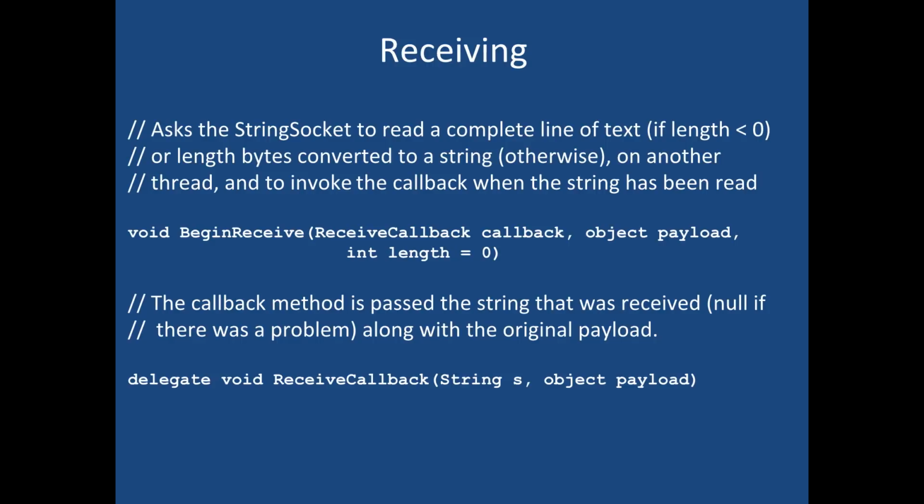If, on the other hand, you give it a length, like 42, then what it will do is read 42 bytes, convert that into a string, and pass it back to the callback. So you can either ask for a complete line of text, or you can ask for some number of bytes to be read and converted to text. Both of those turn out to be useful for what we're doing. So really, that's all there is to it. To receive, you do that, and the callback is called with the string that was read.